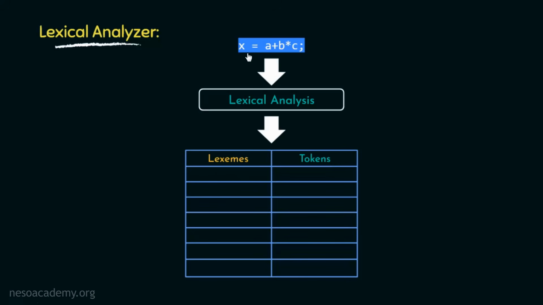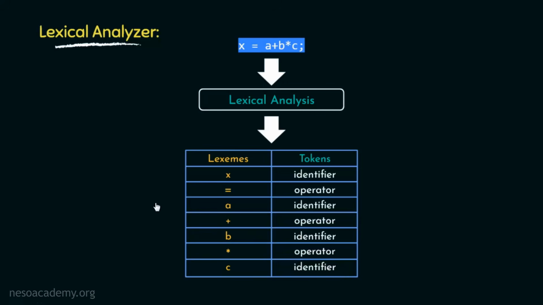So if we traverse this statement from left to right, particularly in this statement, X is an identifier, then the equal symbol is an operator. To be precise, it is the assignment operator. Thereafter, A is again an identifier. The plus symbol is an arithmetic operator, and so on.